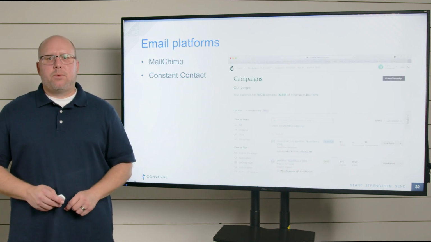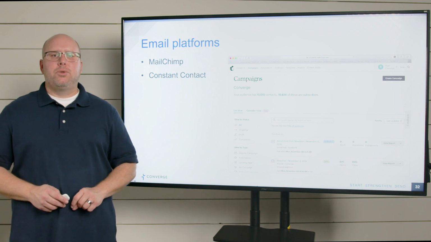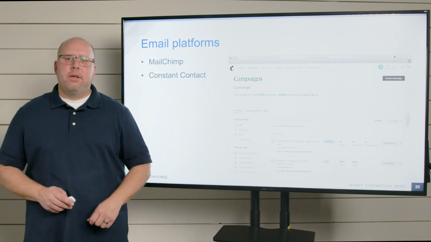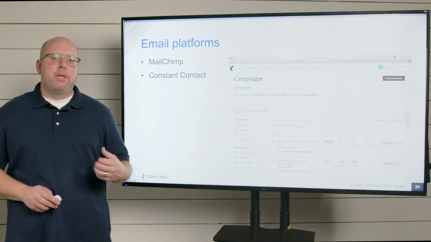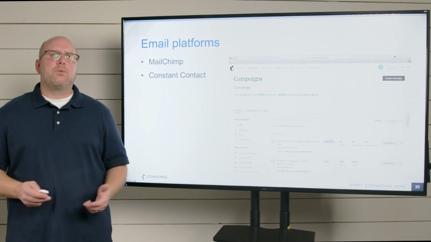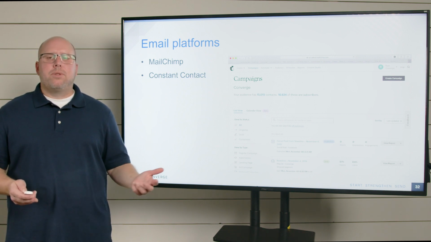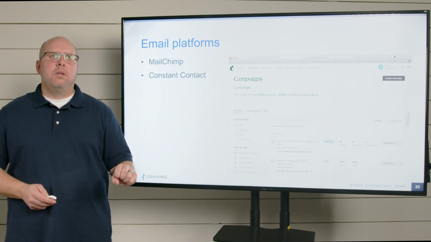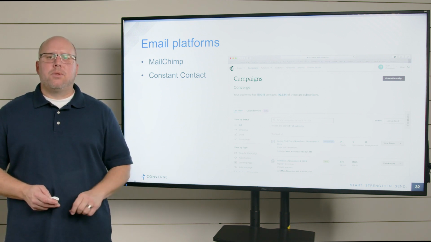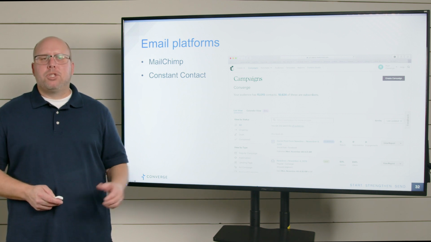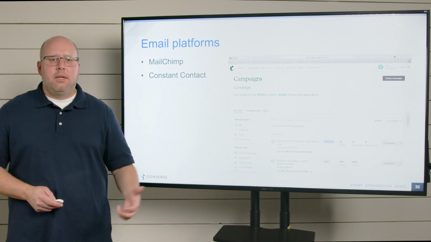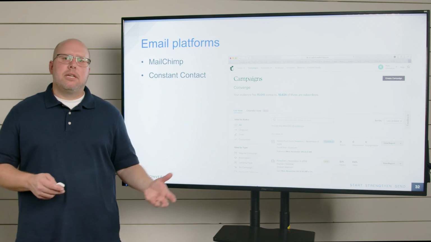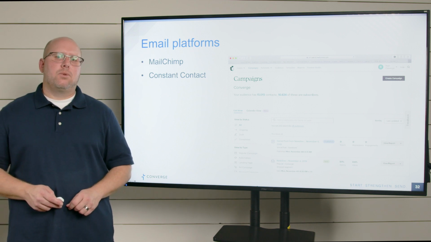Some email platforms that we can use. These are probably the two most popular, MailChimp and Constant Contact. You're seeing a screenshot here of MailChimp. My team uses MailChimp. It's very user-friendly. It's free up to about 2,000 contacts. Both of these integrate well to different platforms, and so that's important. But MailChimp has pre-existing templates that you can use, that you can apply your own colors and logos and images to, and so it's a great, easy tool to use.